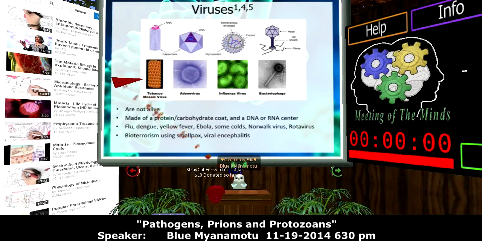Think of them as very deadly killing machines. This is how I would describe them. They're just quite incredible little buggers. And they're quite tiny. Most of them you cannot see under the microscope. You actually have to use, and you can see adenovirus, influenza, and bacteriophage, special electron microscopy in order to see these guys.